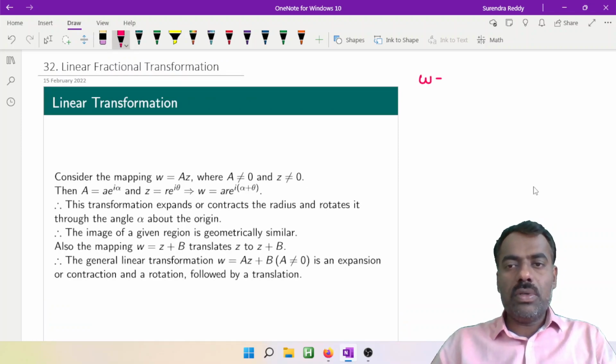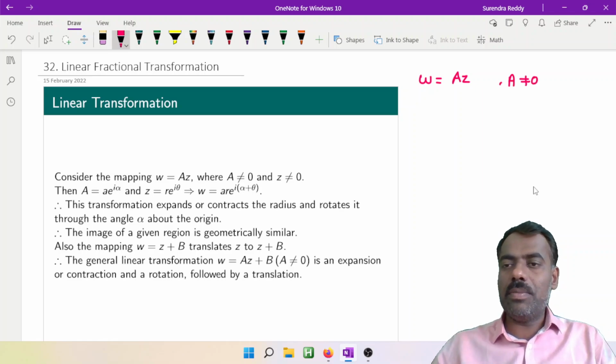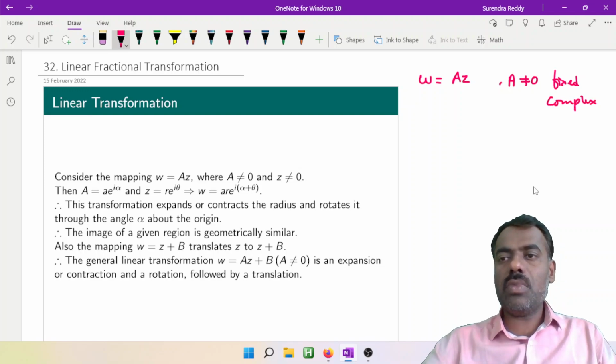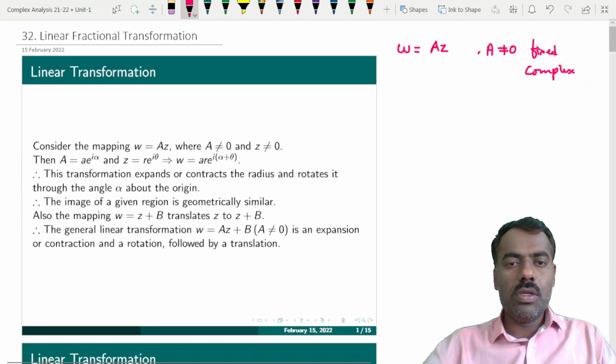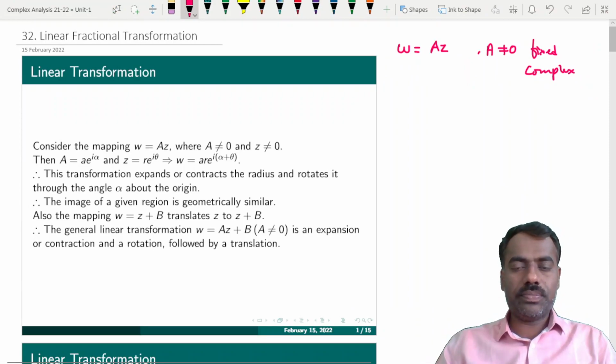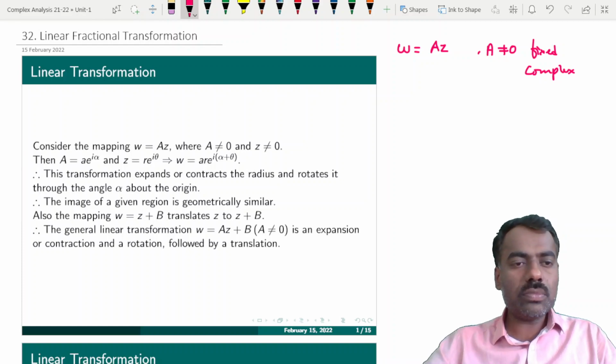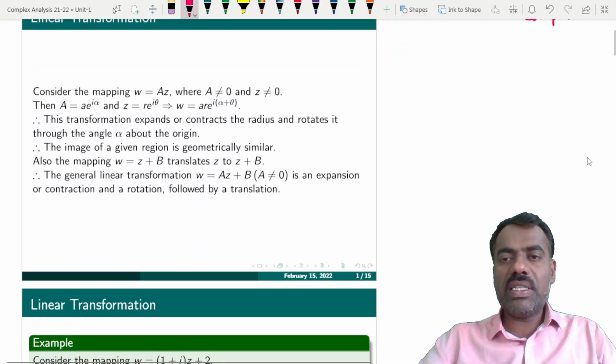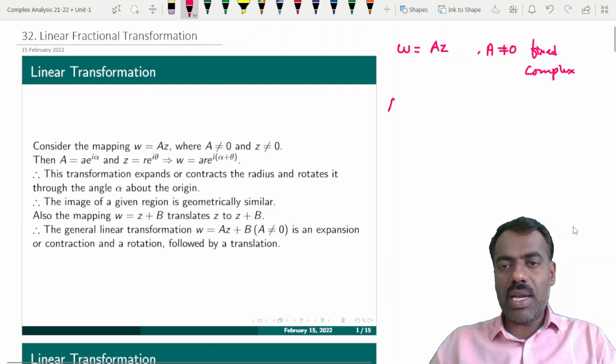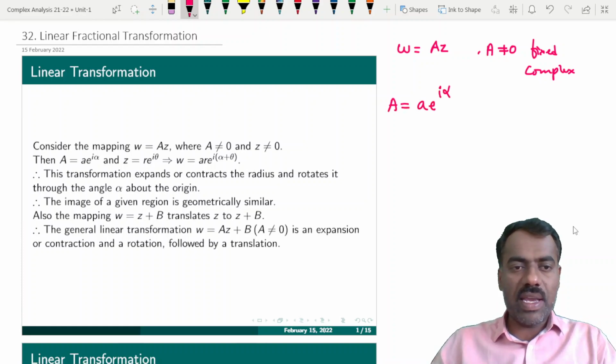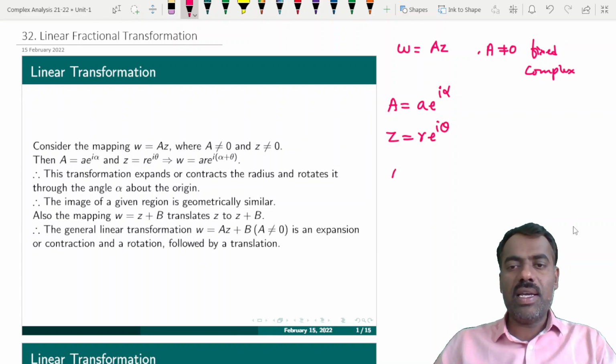Take w equal to a times z, where a is a non-zero complex number which is fixed, and z is of course in the z plane, a variable, non-zero complex number. Now because a is non-zero, you can write a as |a| e^(i alpha), and z is again non-zero, so we can write it as r e^(i theta). Therefore, az is |a| r times e^(i(theta plus alpha)).